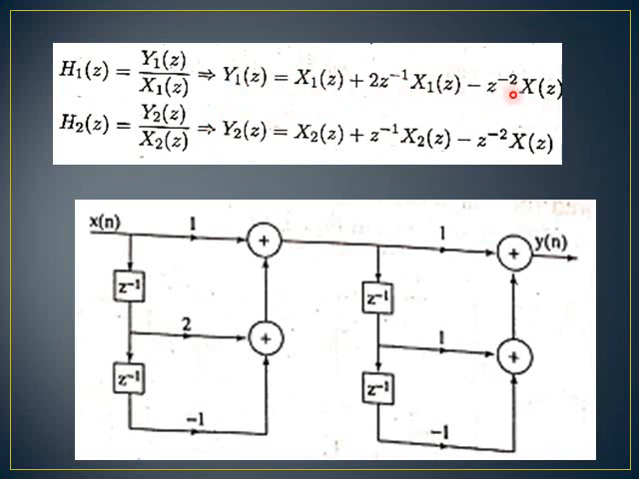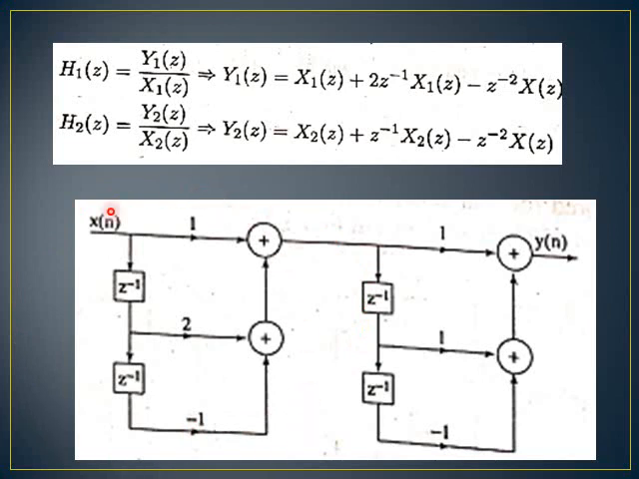Either you can go by the difference equation or you can go by the transfer function. So here x of n is my input and y of n should be my output. So I have 1, 2 and minus 1, so z raised to minus 1, minus 2. I have two delays. X of n is having a coefficient 1. X of n minus 1 is having coefficient 2. X of n minus 2 is having coefficient minus 1.